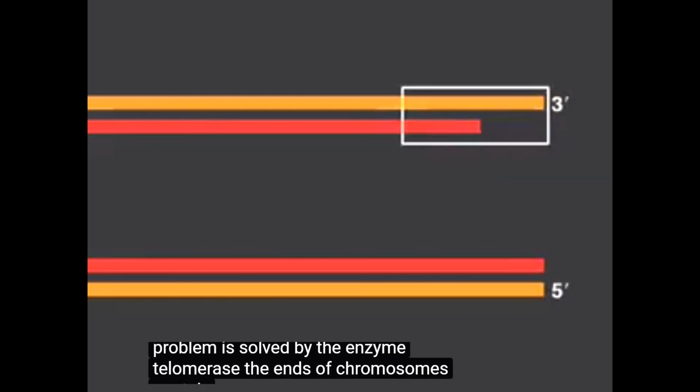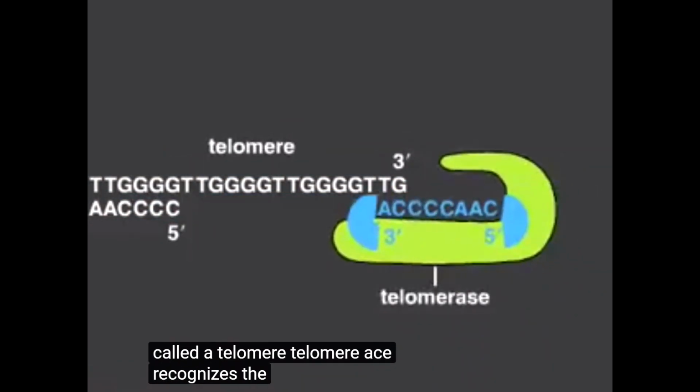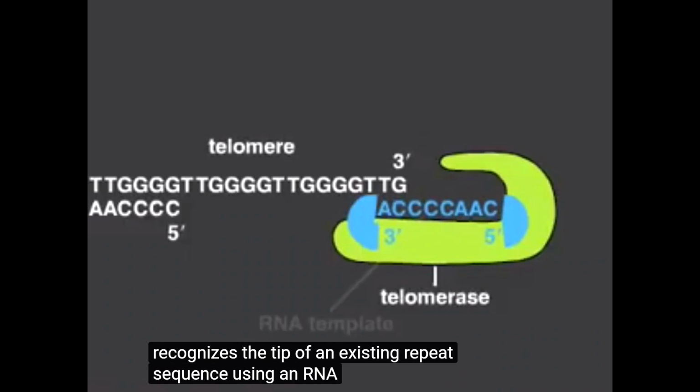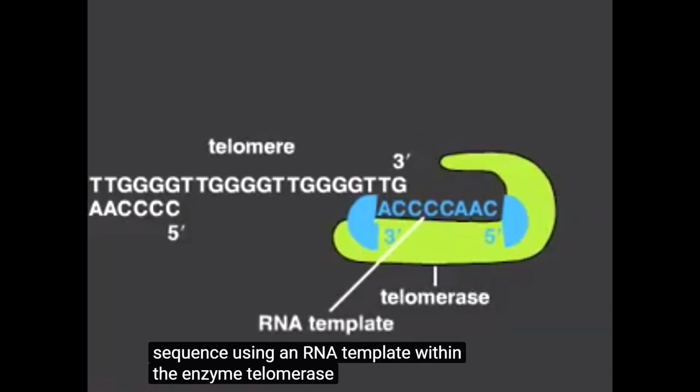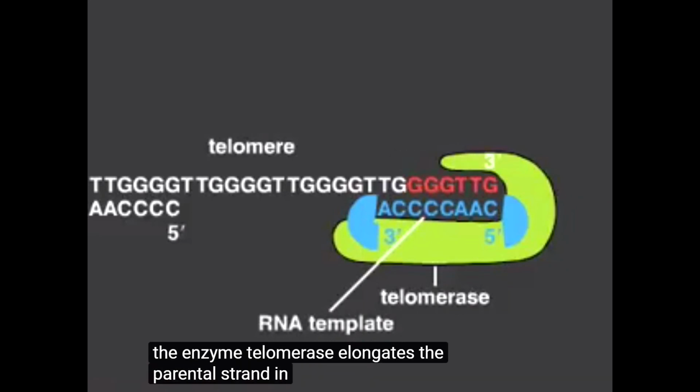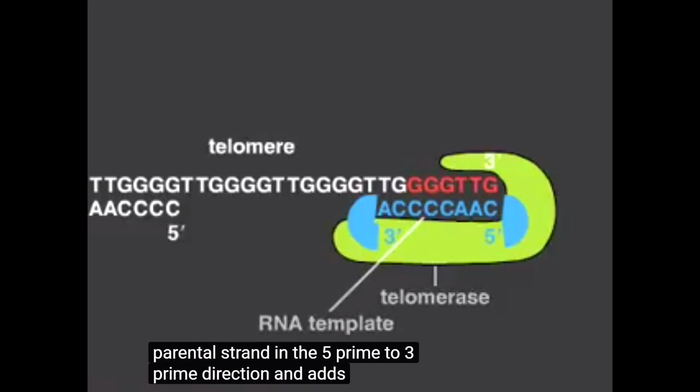The ends of chromosomes contain a G-rich series of repeats, called a telomere. Telomerase recognizes the tip of an existing repeat sequence. Using an RNA template within the enzyme, telomerase elongates the parental strand in the 5' to 3' direction and adds additional repeats as it moves down the parental strand.